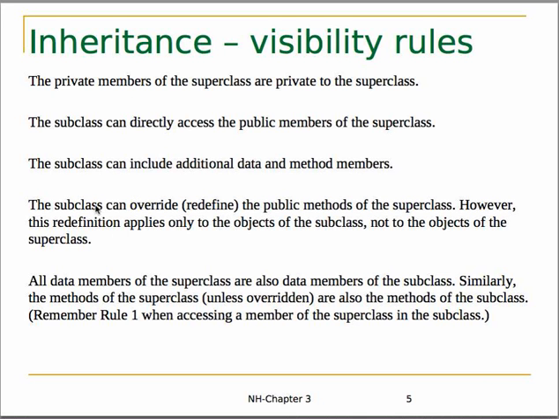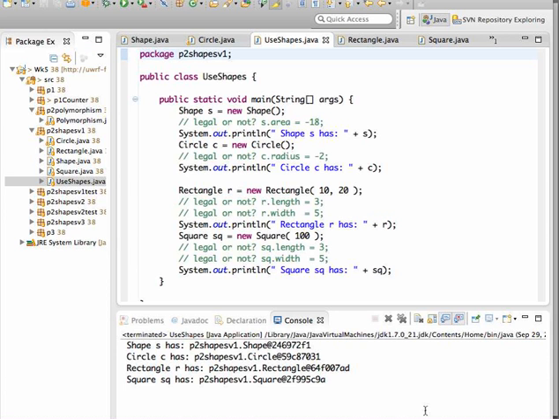We went through a bunch of these rules. We said that a subclass can override the public methods of the superclass. However, this definition only applies to the objects of the subclass and not to objects of the superclass. What is all this saying? It's pretty straightforward if you actually look at the code.